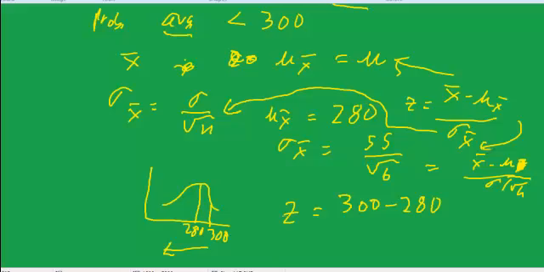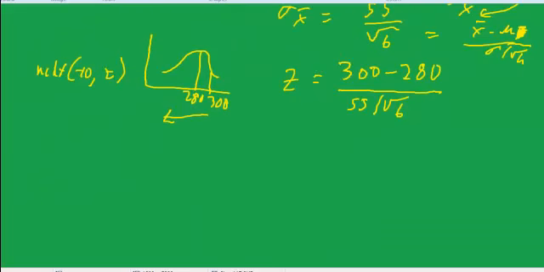Now, x bar is 300. We're trying to see if we're going to get less than 300, minus mu 280, over sigma over square root of n, 55 over the square root of 6. That would be our z, and because we're looking at less than, we would do norm CDF from -10 to z. Okay, so that's the second example.